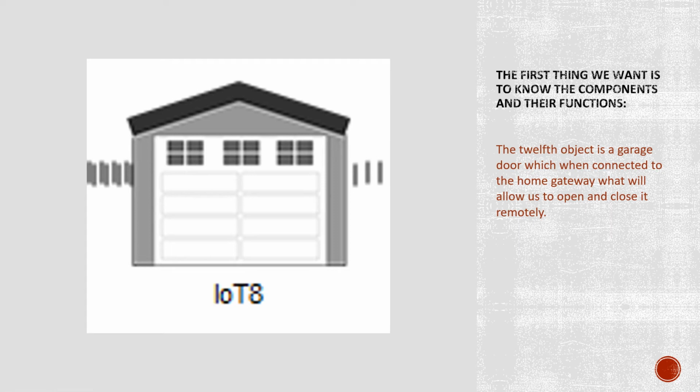The twelfth object is a garage door, which we connect to the home gateway, and it will allow us to open and close it remotely. It's using the mobile phone, for example.